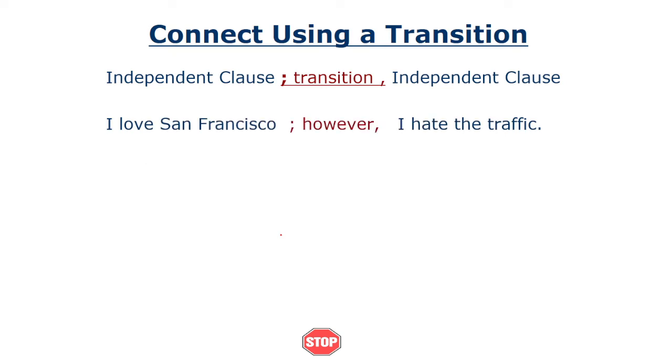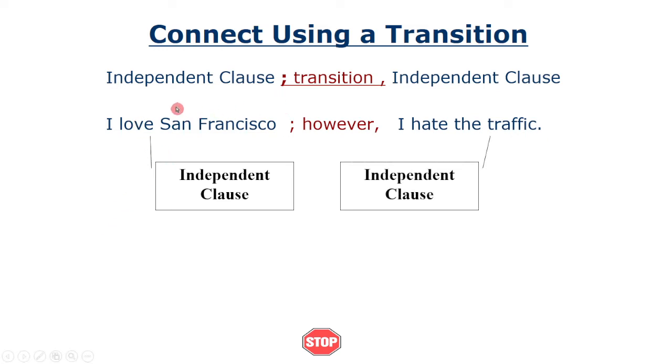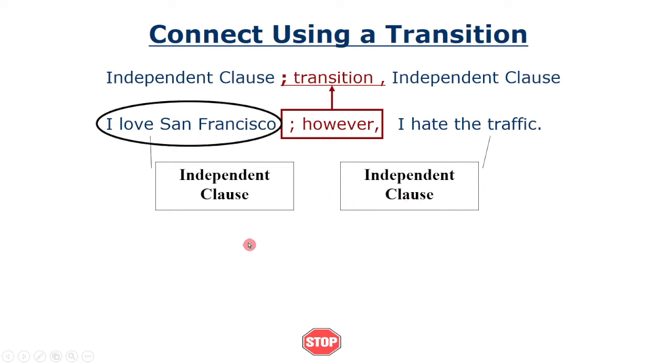Next, connect using a transitional. So here, the transitional: independent clause, semicolon, transitional, and independent clause. I love San Francisco; however, I hate the TOEFL. Independent clause, and here is the transitional with the semicolon.